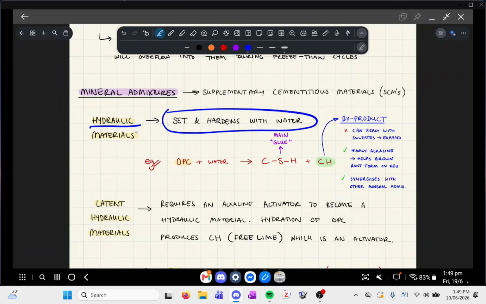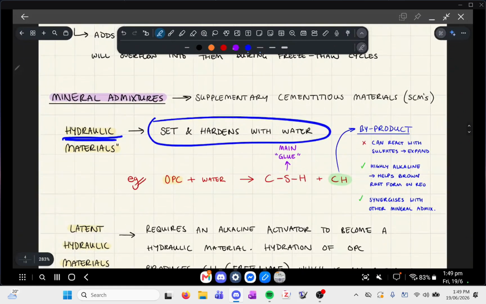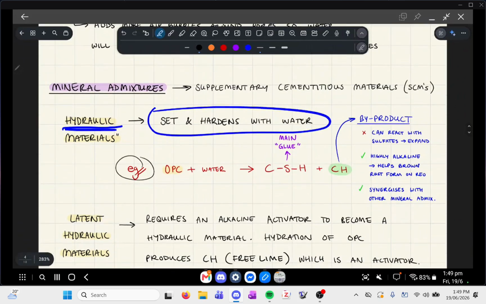So it's a one-way kind of reaction. Okay, so that's what makes something hydraulic. It reacts with water and then sets and hardens, okay? So this is a kind of dodgy chemical reaction, chemical expression. I wouldn't take it too literally.